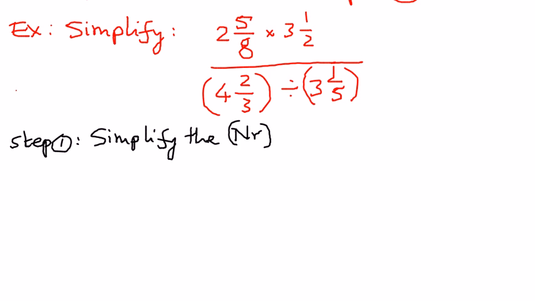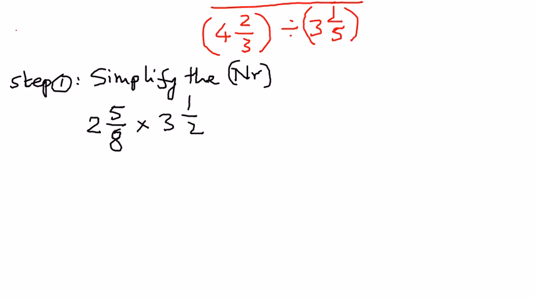Okay, so we have 2 5/8 times 3 1/2. So this is what we want to simplify first. Since both these numbers are in mixed format, we want to convert them into improper fractions. The way we convert mixed numbers into improper fractions is as follows. We take the denominator of the fraction, multiply to the number on the side, take the product of that, add it to the numerator part of the fraction, and then divide the whole number by 8.